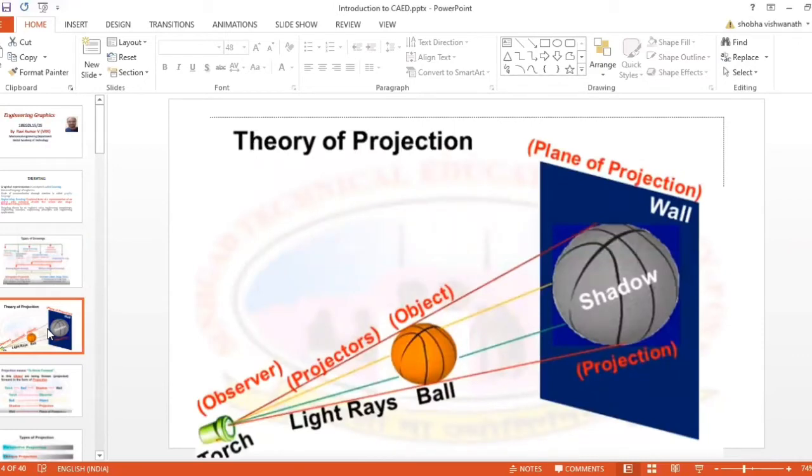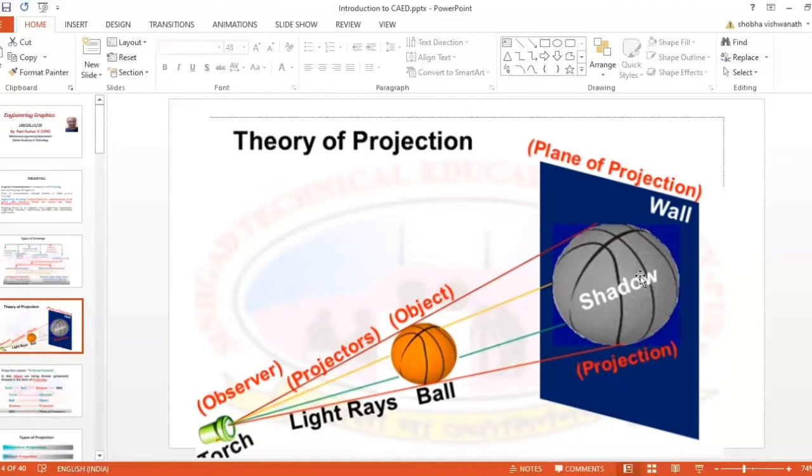Now observe, we have an object. This wall you can call the plane of projection. The shadow is the image you get of the ball on the plane of projection. The torch is the observer. The light rays are called projectors. The ball is your object, and what you get is the shadow, which is called the projection.